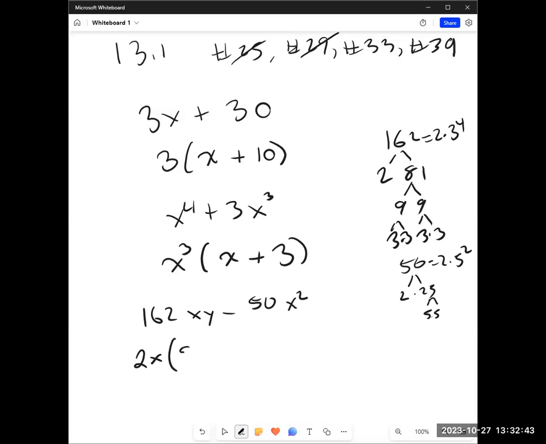So 2 times 81 gives me 162. Then I need a y that's left on the inside. 2 times 25 gives me 50. And there's an x left on the inside. X times y is xy. X times x is x squared.